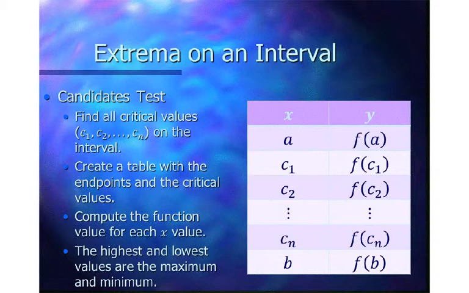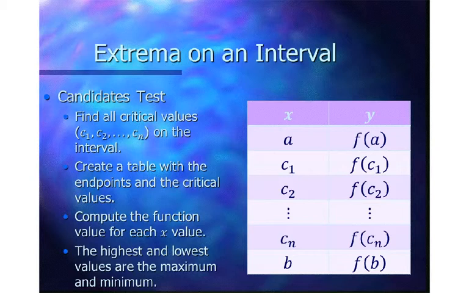Okay. Now, when we want to locate the extrema on an interval, we use what is called the candidates test. It's called the candidates test because we list all the possible candidates that could be the minimum or the maximum. And those are either the endpoints or the critical points. So we start by finding all the critical values on the interval. I will give some examples of this in other videos.